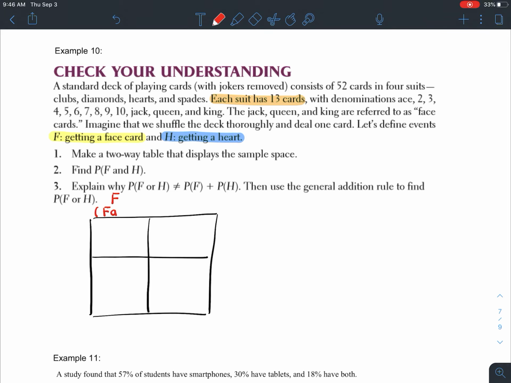I'm going to label at the top of each column here, we'll call this event F, and I'll go ahead and define that represents a face card. Then I'm going to do the complement to event F, which essentially means it's not a face card. My other event was H, getting a heart. So I'm going to define this row as being H, which is a heart, and the other row will be the complement to that, which is not a heart.